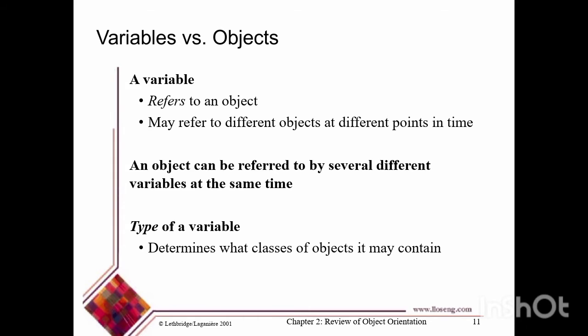And variables versus objects. A variable refers to an object, and may refer to different objects at different points in time. An object can be referred to by several different variables at the same time. And the type of variable determines what classes of objects it may contain.